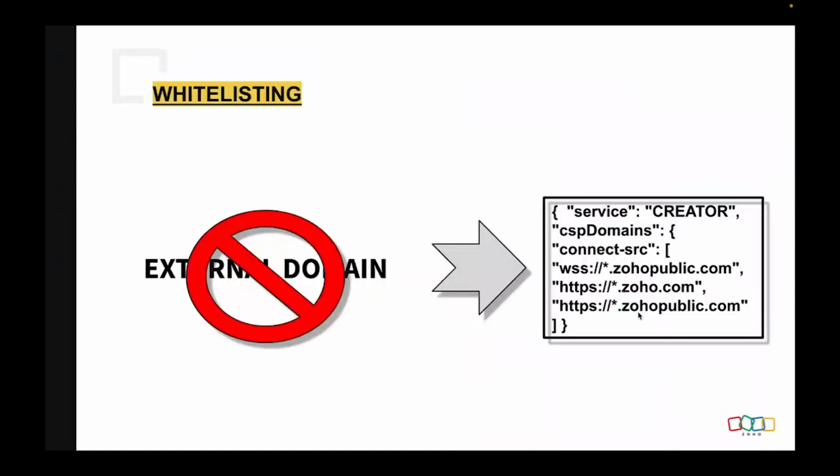Now let's see about whitelisting. By default, widgets are allowed to access only the creator URLs. All other URLs will be blocked. When a URL with a different base domain is used, a content security error is displayed. To use any client library within the widget, the whitelisting of the URL should be done.